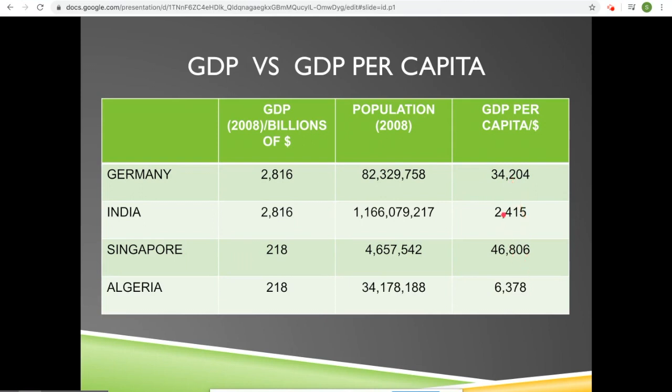Again, you can see that difference over here, where Singapore had a GDP at that time of just 218 billion dollars, and the GDP per capita was 46,806, which again means less income inequality, right? So, a nation with a large GDP is not necessarily a rich nation. What matters is not the total output of goods and services in the economy, but the average output per person, which is given to us by the GDP per capita figure.